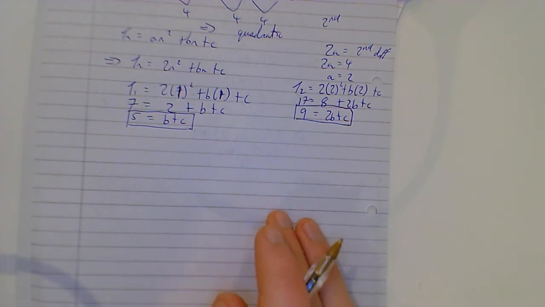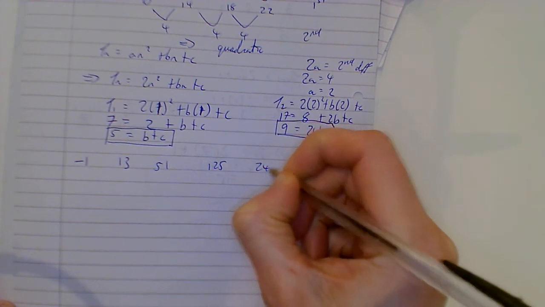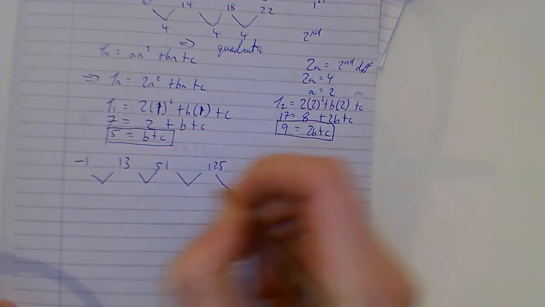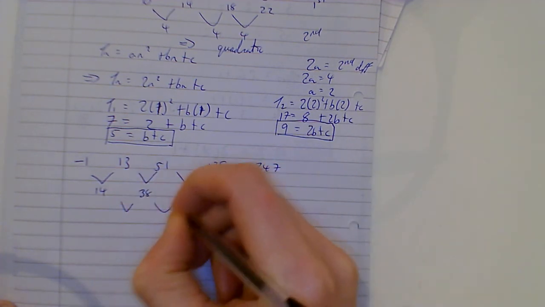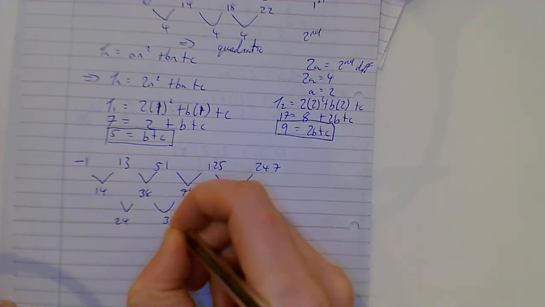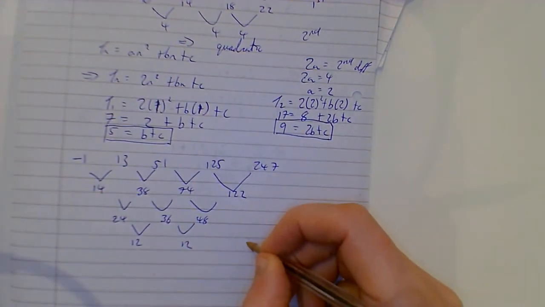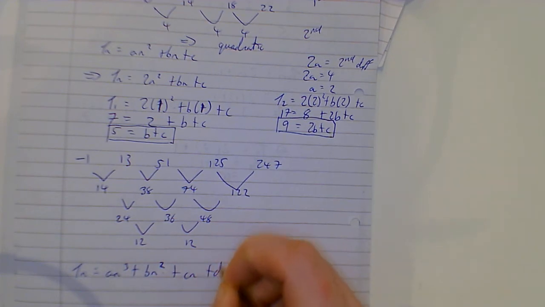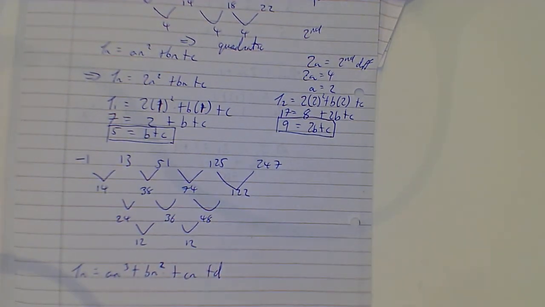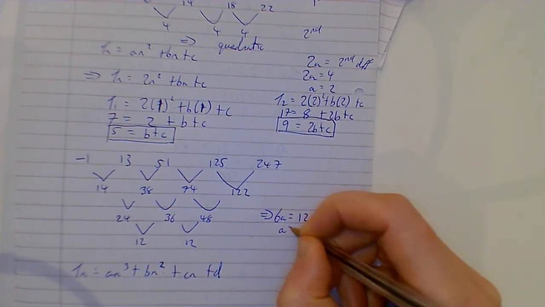I'm very worried. Now, what if it's the third difference? This is long. And whenever anything is long, it's great, because there are lots of marks for following a procedure. First difference: 14, 38, 74, 122. Second difference: 24, 36, 48. Third difference is 12. So the third difference is constant, hence it's cubic. T of n is an cubed plus bn squared plus cn plus d. The rule says 6a equals the third difference. So a equals 2.